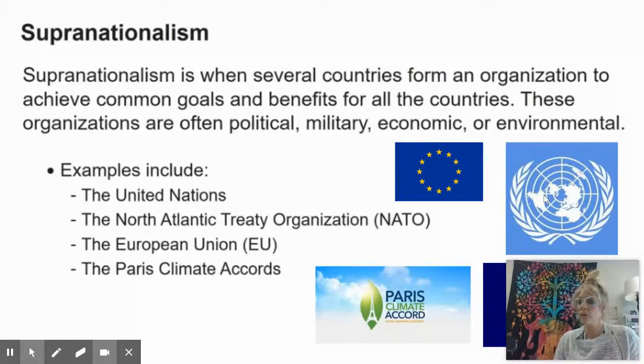Another one you might have heard of is NATO, which is an acronym. It stands for North Atlantic Treaty Organization. And I know you guys have all heard of the EU, the European Union. That was after World War II, when Europe was so divided that they established the European Union to bring those countries back together, not just socially, but also economically. And you've probably heard most recently of the Paris Accords. Again, that's an example of supranationalism.